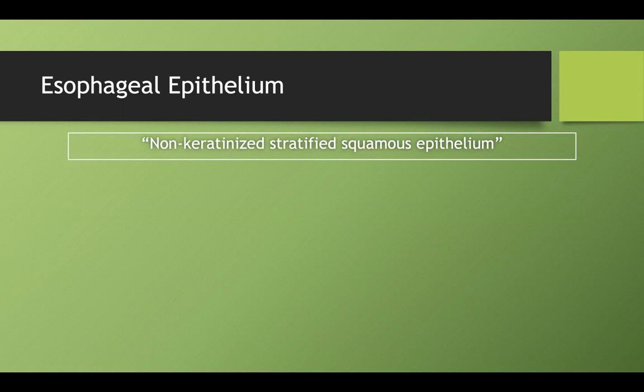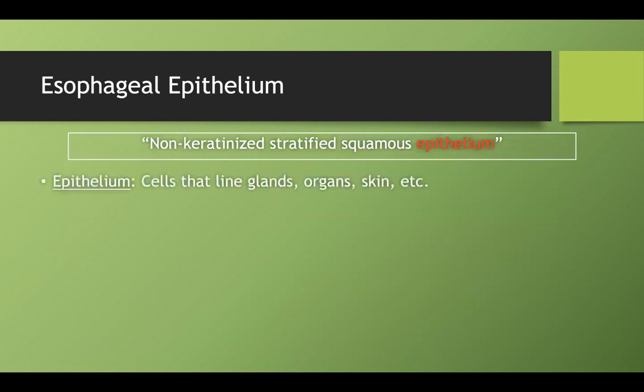And so I'm going to break this phrase down so we know exactly what that means. So we saw epithelia in our oral cavity lecture. Epithelial cells are just cells that line glands. They could line organs, they could line our skin. So it's a pretty broad term.